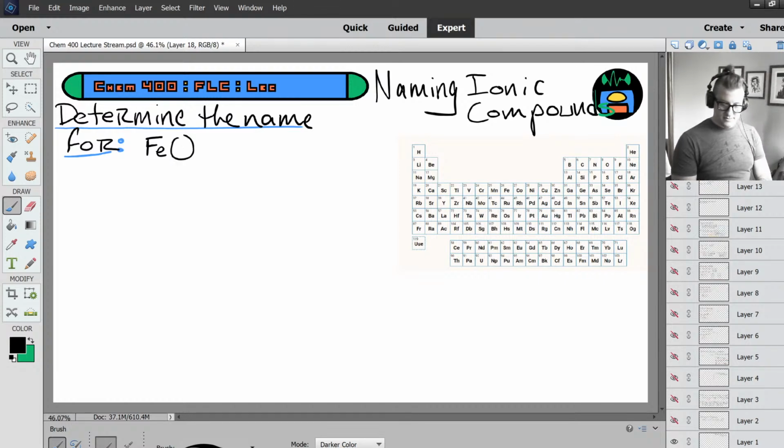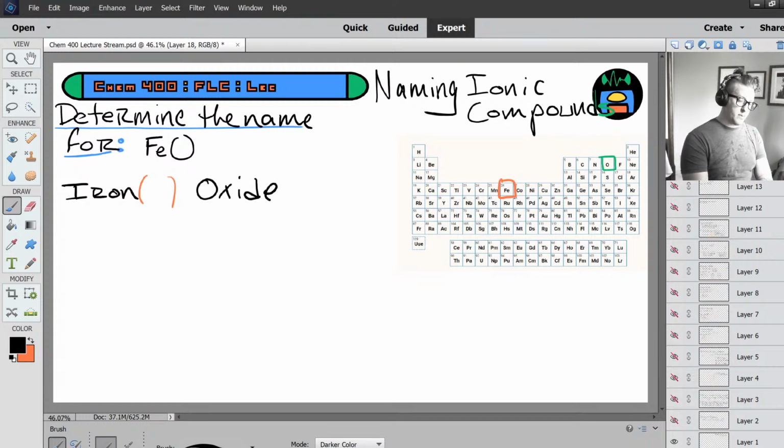Let's name this guy. All right, again, we've got the same players here. We're dealing with iron, and we're dealing with oxide. So the name here will be iron (blank) oxide. Again, I'm putting that parentheses in there to remind myself I still have more work to do, because if I just wrote iron oxide, it would be wrong.